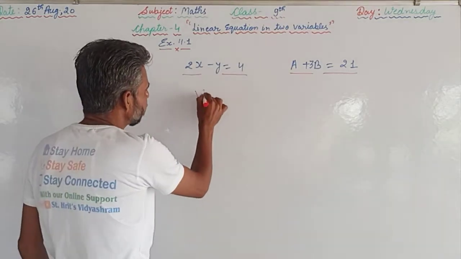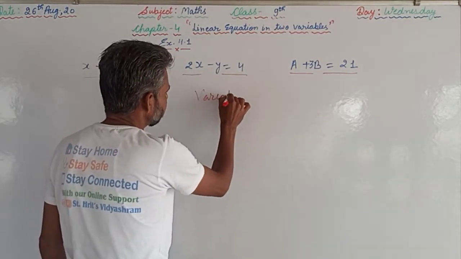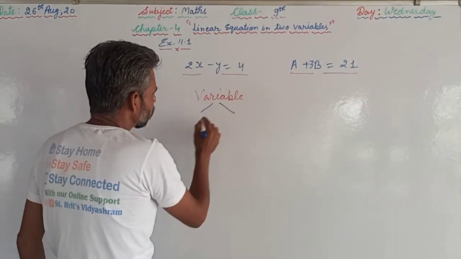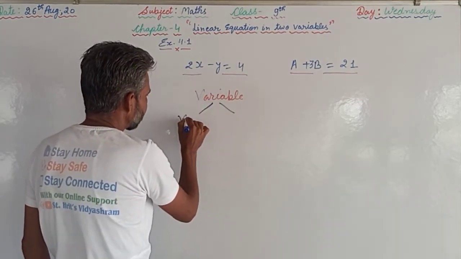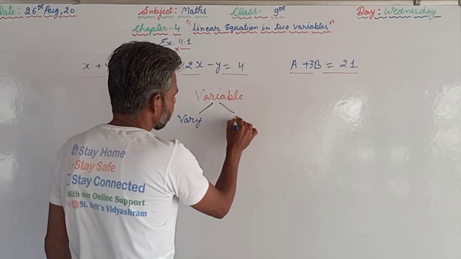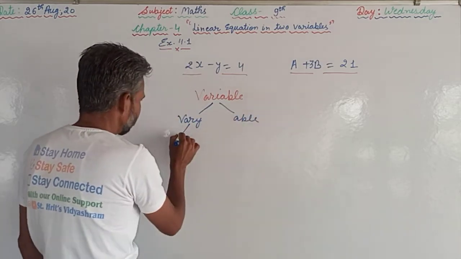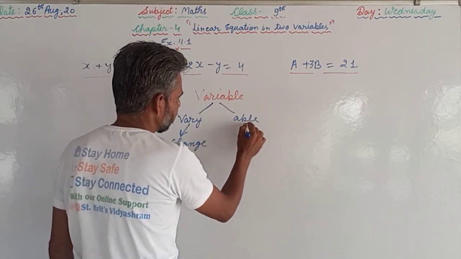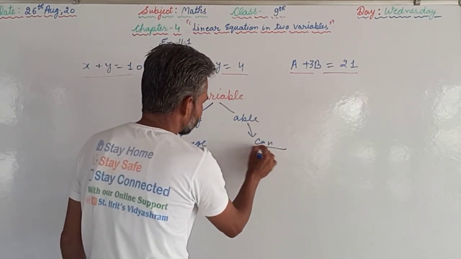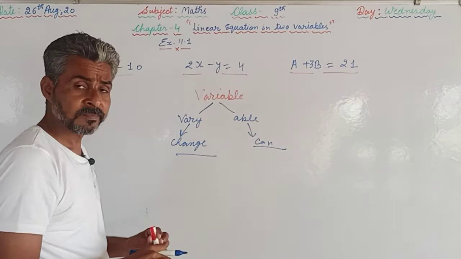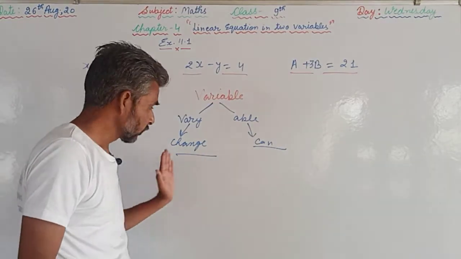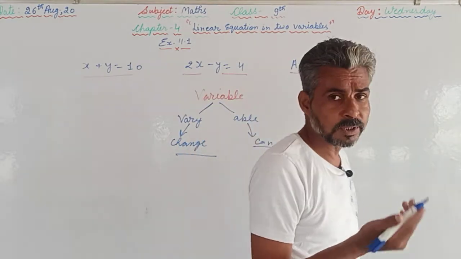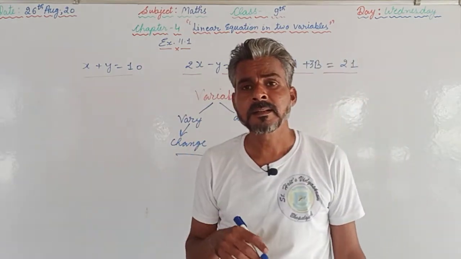Variable, what is variable? The word variable can be split up into two words, that is vary and able. Vary means change, able means can. The symbols which can change their values according to the information given in the question.